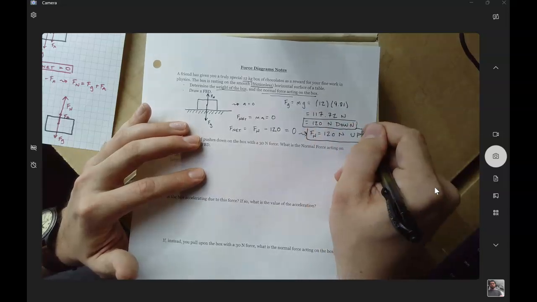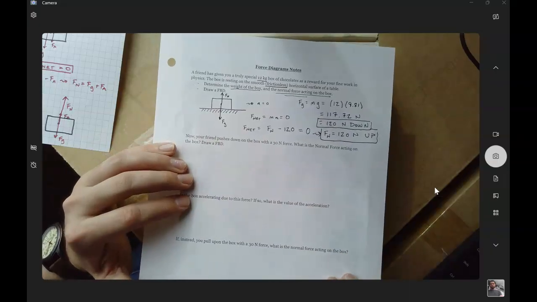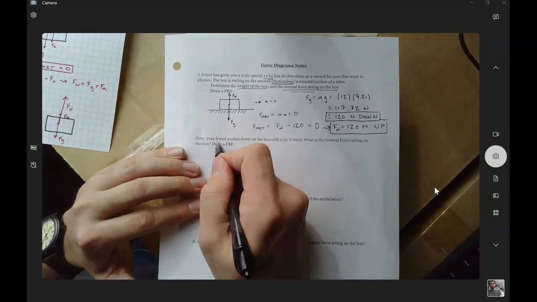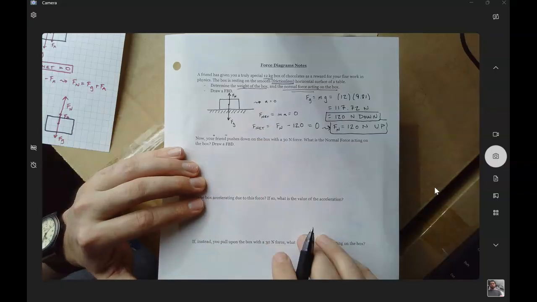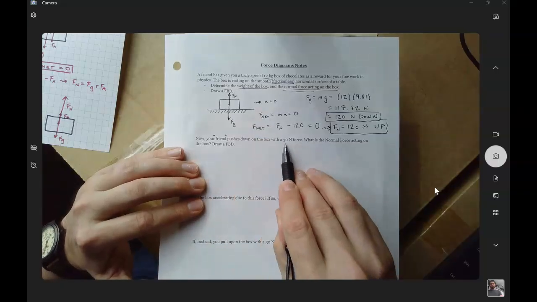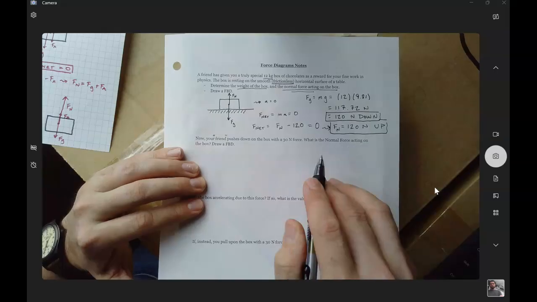Okay. Simple example. Let's complicate the situation. So, our friend, whoever this person is, pushes down on the box with 30 newtons of force. What is the normal force acting on the box? Draw a free body diagram.